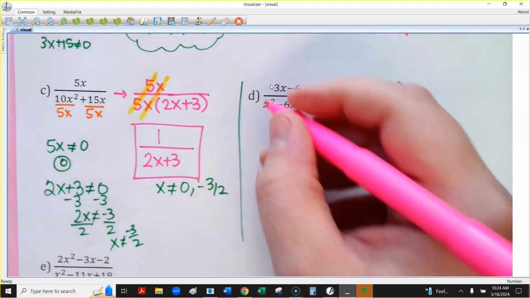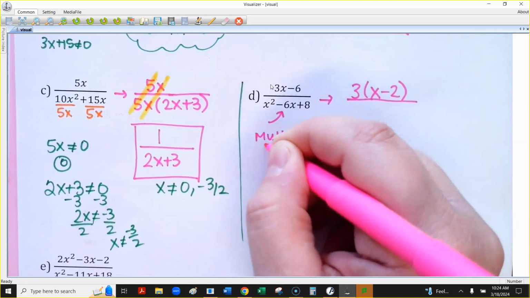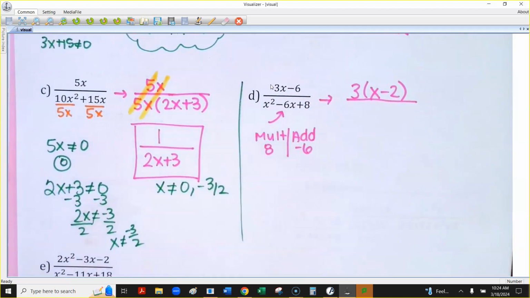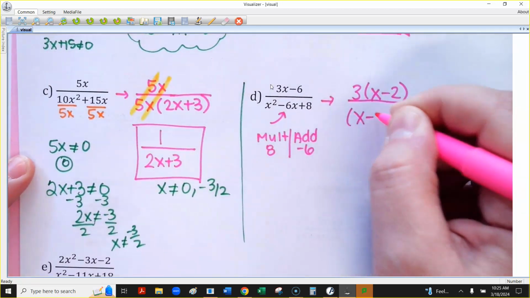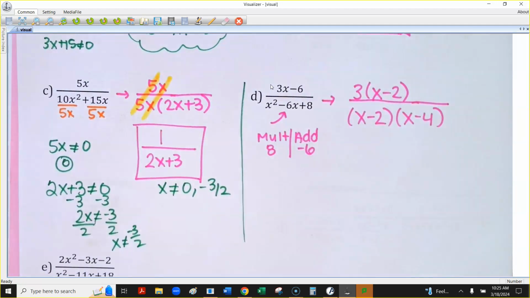Okay, now the other one's more like a traditional quadratic. If I just look at the denominator here, I would want to find two numbers that multiply to give me positive 8, and the same two numbers add to get me negative 6. Can you think of two numbers that do that? Good deal, negative 2 and negative 4. So one is x minus 2, one of them is x minus 4. It doesn't matter which one you write first or second.